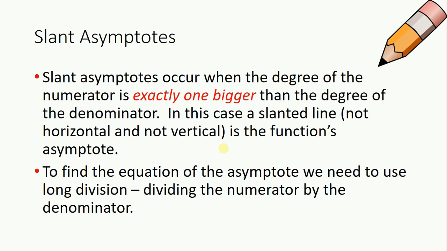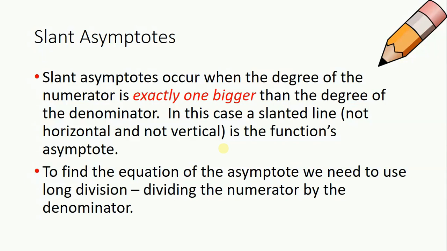Exactly what are they? Well, they occur when the degree of your numerator is exactly 1 bigger than the degree of the denominator. So on SCRATCH-ish, this is what's known as top-heavy. In this case, you're not going to get a horizontal asymptote. You're actually going to get a slanted line, like a linear equation, kind of like you've graphed before.